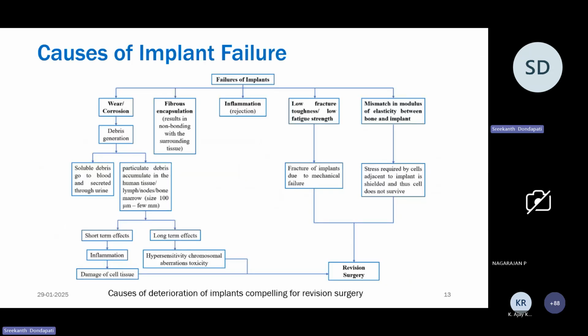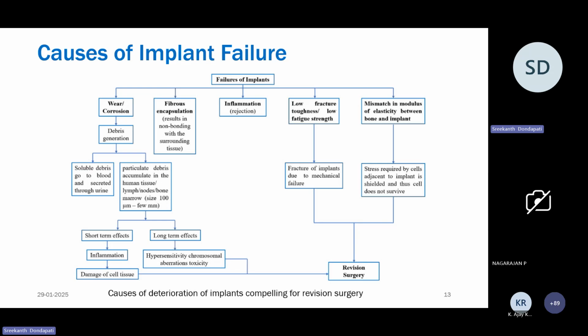Now, the causes of implant failure. Why does an implant fail? In what situations will it fail? One is by wear and corrosion of an implant. For example, in knee implants or hip replacements, the wear will be more because of the ball and socket joint of a hip implant. Between the ball and socket, because of the constant rubbing action, wear can happen. These wear debris can cause problems like inflammation, then finally damage the cells, and it may finally lead to revision surgery.